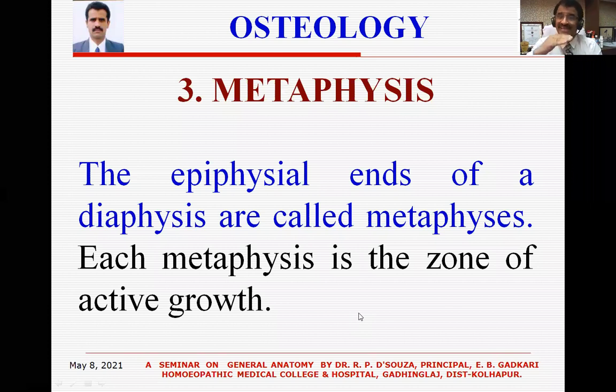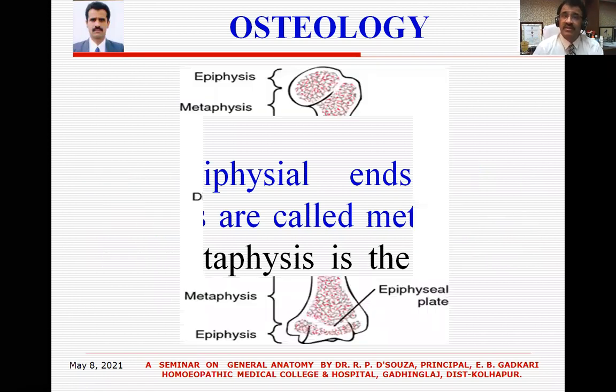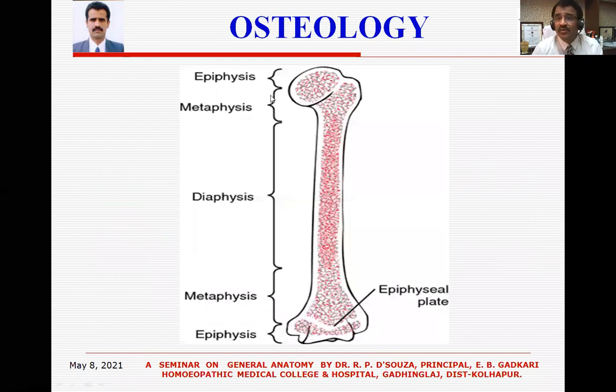Here the maximum growth takes place as far as the growth of the diaphysis is concerned. So they are called metaphysis. Well, here you can see this portion is a metaphysis, and here you can see this portion is a metaphysis. Those are parts of the diaphysis itself, but those are the ends of the diaphysis towards the epiphysis, and they are called metaphysis. In this bone, they are nicely shown.